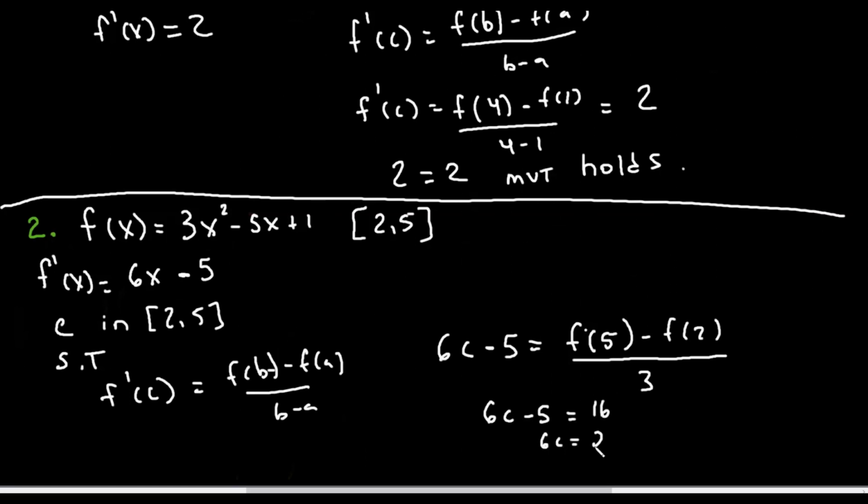6c is equal to 21. c is equal to 21 by 6, which is 7 over 2. So that's our value of c for the mean value theorem.